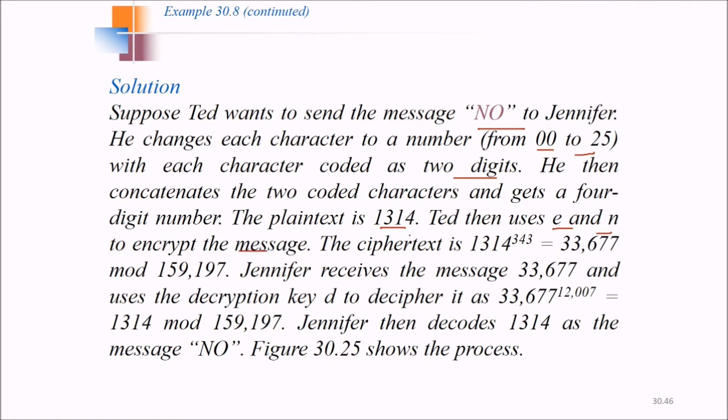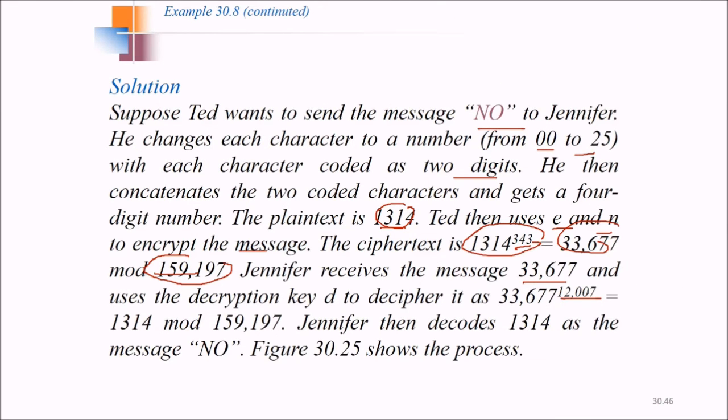We have seen what E and N are. So the ciphertext will be 1314 to the power 343 mod 159197, that is 33677. Jennifer receives this. If we take 1314 to the power 343 and take mod 159197, we'll get 33677. And now at the decryption side, the plain text will be computed by this method: 33677 to the power, what was that, 12007, which we just computed in the earlier step.